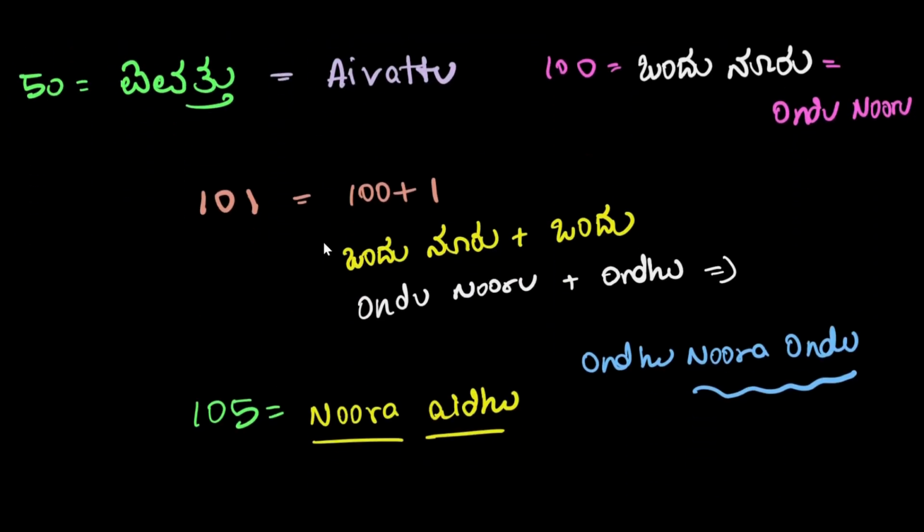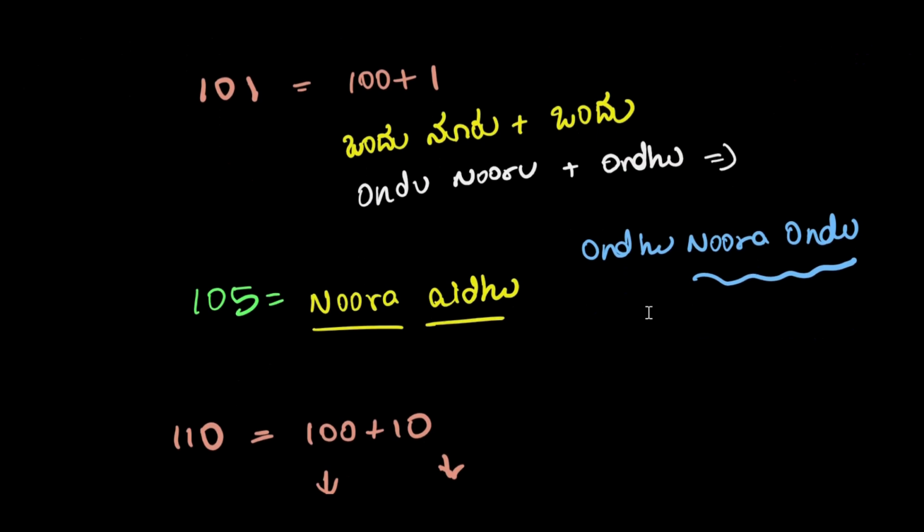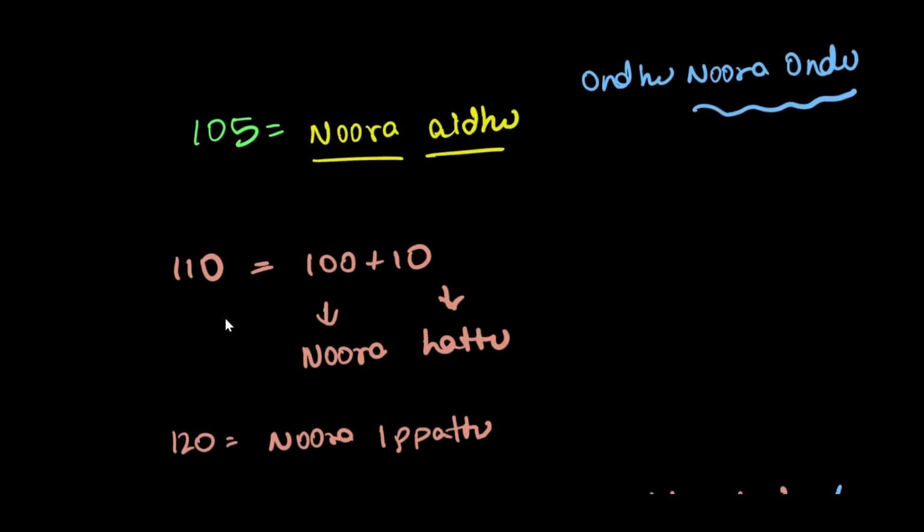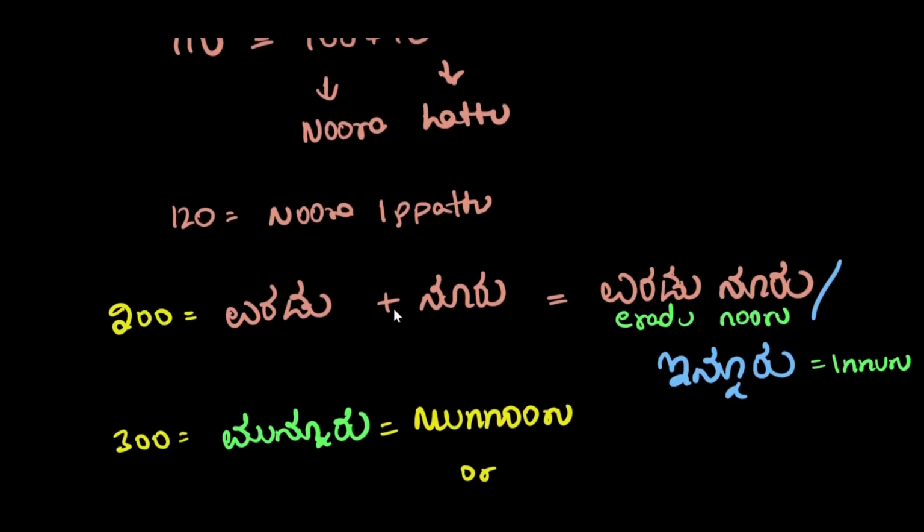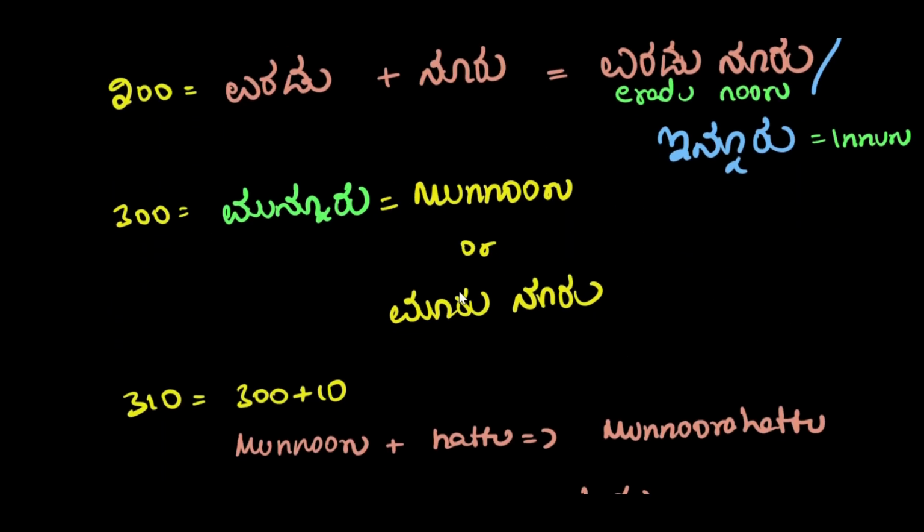And 101 is similar. 100 plus 1 is 101. 100 is Ondu Nooru, and 1 is Ondu. Ondu Nooru plus Ondu, Ondu Noora Ondu, or you can also pronounce it as Noora Ondu. For 105 it is Ondu Noora Aidu, or Noora Aidu is also fine. 110 is Noora Hattu, 120 is Noora Ippattu. It goes on like that.